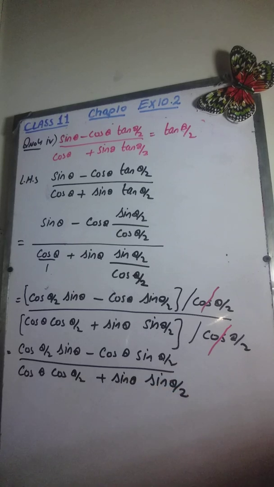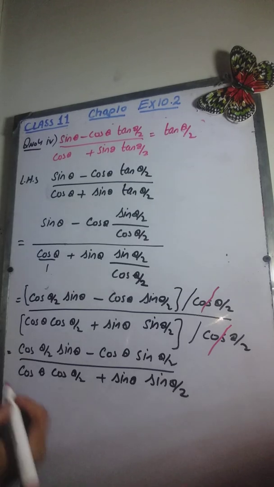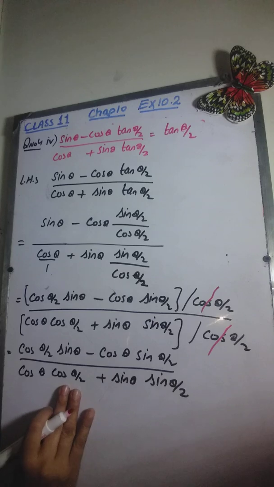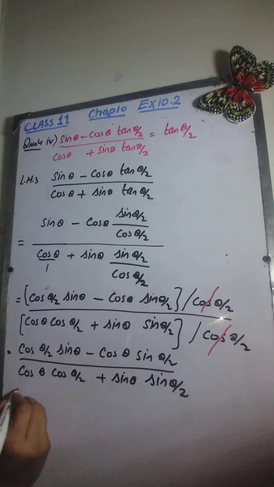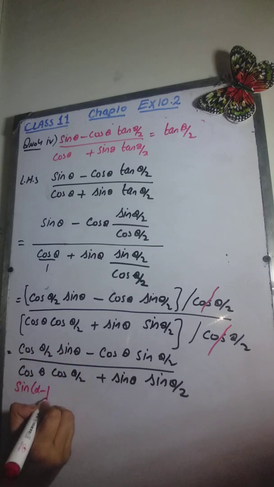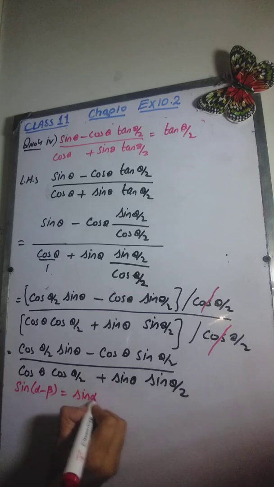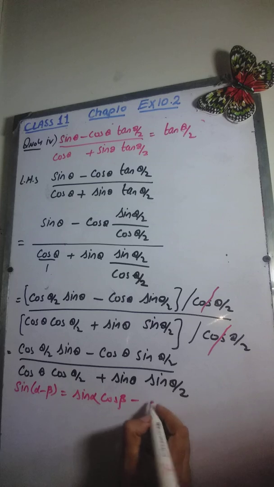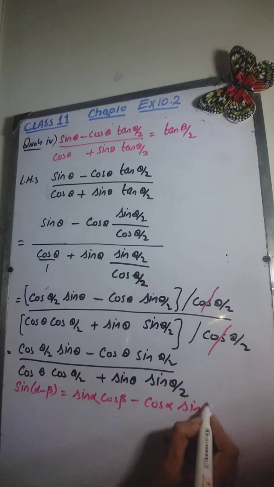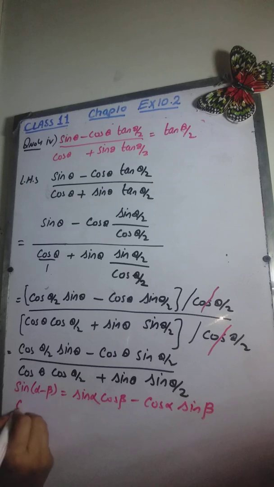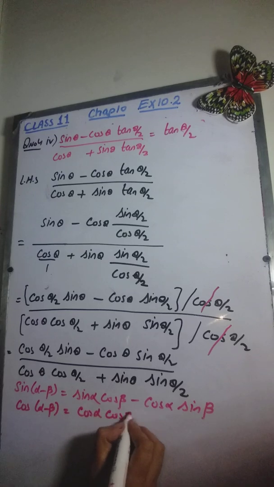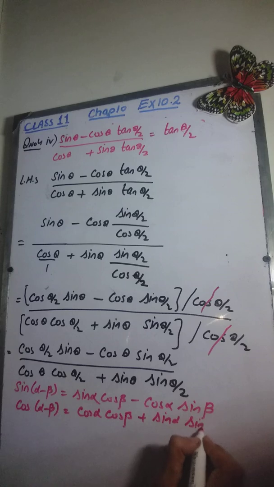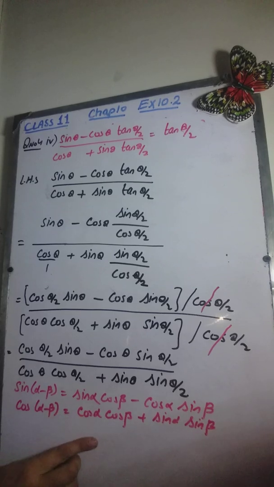Now we know that this is a cos identity, cos of alpha minus beta, and if you look at this, this resembles the identity sin of alpha minus beta. Using these identities, sin of alpha minus beta is equal to sin alpha cos beta minus cos alpha sin beta. Okay, and cos of alpha minus beta is equal to cos alpha cos beta plus sin alpha and sin beta. If you observe these identities, the right hand side of this identity resembles this.